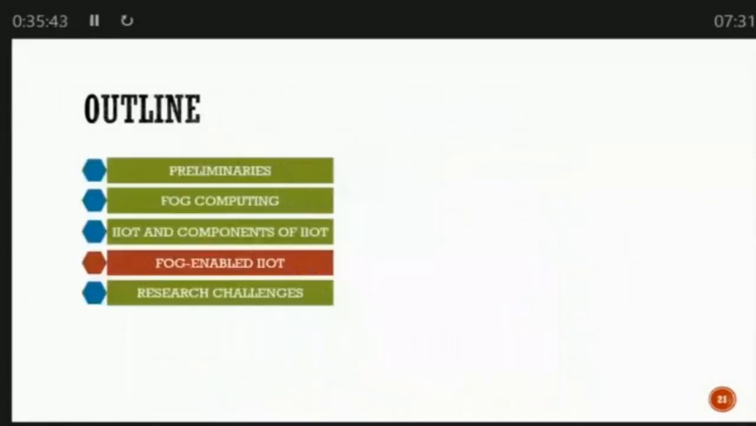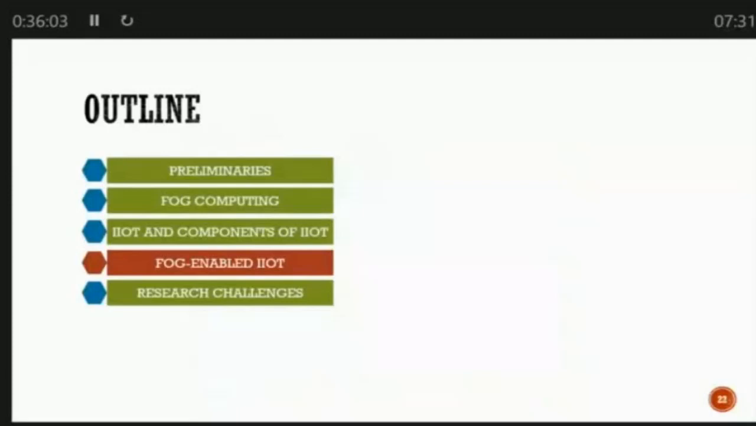so, fog enabled industrial IoT. So far, we have learned the background of this presentation. We have learned the basics of fog computing. By now, we know what are the key components of industrial IoT. We need to know what fog does in case of industrial IoT. What do we get when we include fog computing in an industrial setting?